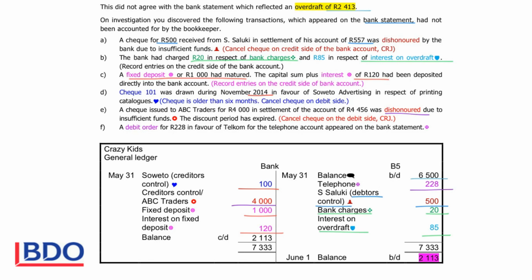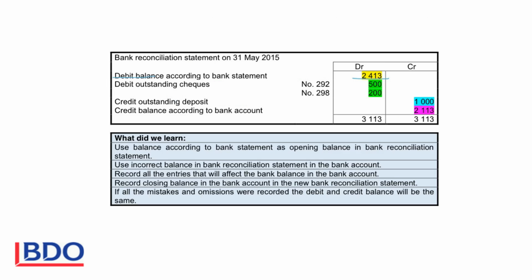After we recorded all these entries, we will work out the balancing figure. So I will add up the credit side, subtract the debit side, and I see that the balance is 2113 on the credit side. I will open a bank reconciliation statement, and I will record the entries that the bookkeeper recorded for the outstanding checks and for the outstanding deposit. Then I will enter the credit balance according to the bank account that we've just completed. And when I do this, I can see that the debit side and the credit side are equal. So we corrected all the mistakes.